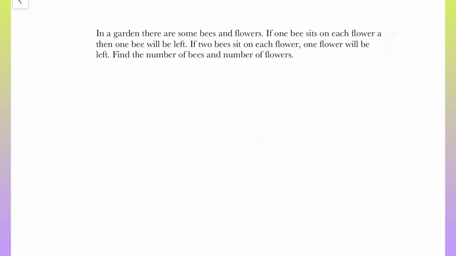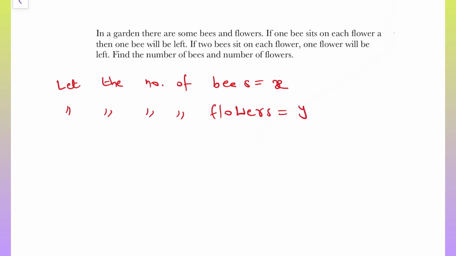In a garden there are some bees and flowers. How many bees are there? I don't know. How many flowers are there? I don't know. So I'm taking the number of bees as x. In the same way, let the number of flowers be y. Now coming to the first condition: if one bee sits on each flower, then one bee will be left.